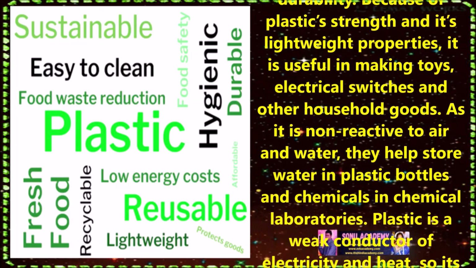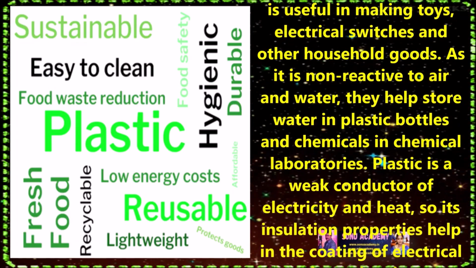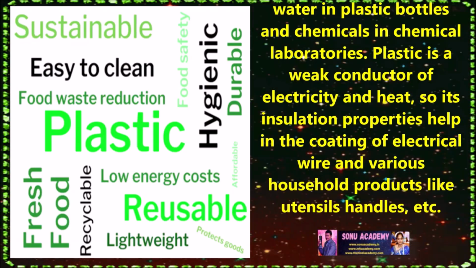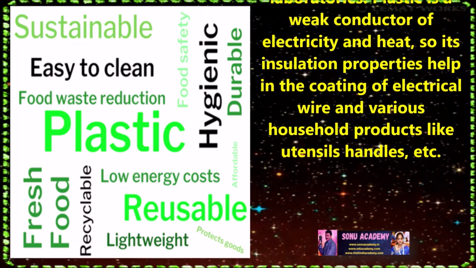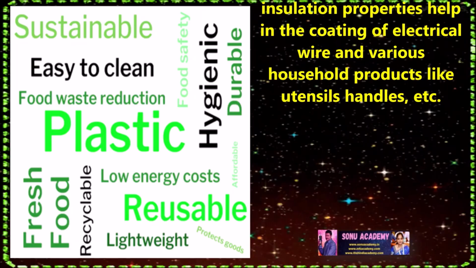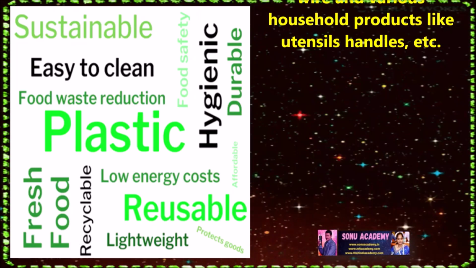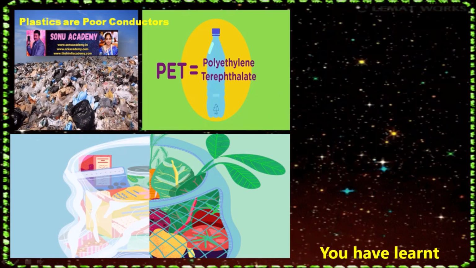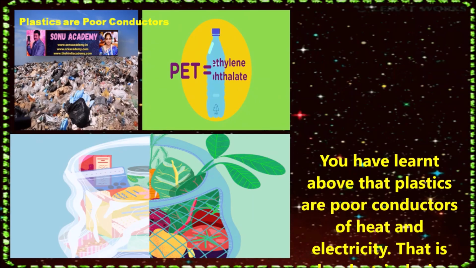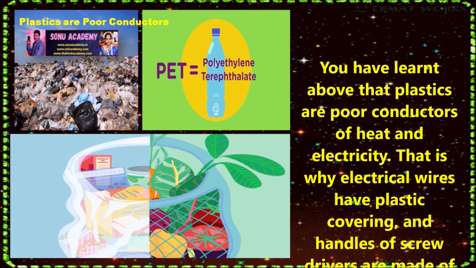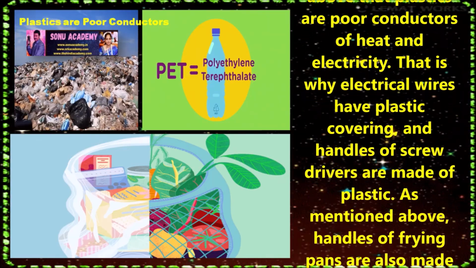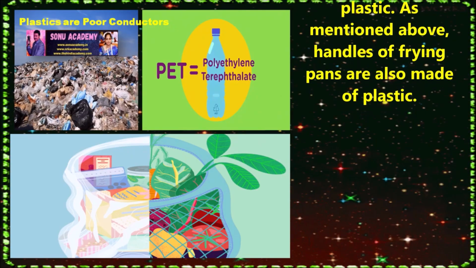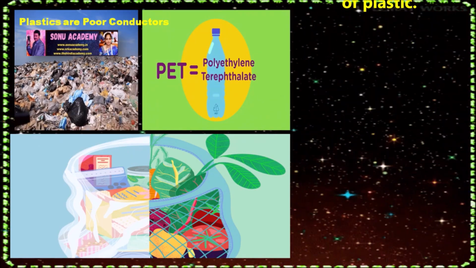It is non-reactive to air and water. They help to store water in plastic bottles and chemicals in chemical laboratories. Plastic is a poor conductor of electricity and heat, so its insulation properties help in the coating of electrical wire and various household products like utensils, handles, etc. Children, you have learnt that plastics are poor conductors of heat and electricity. That is why electrical wires have plastic covering and handles of screwdrivers are made of plastic. As mentioned above, handles of frying pans are also made of plastic.